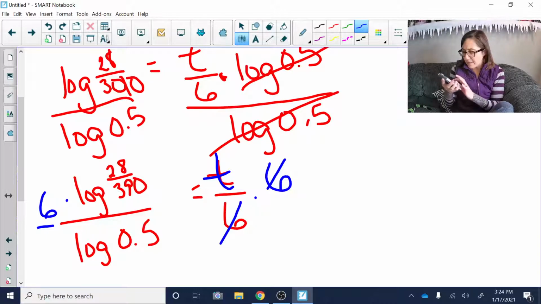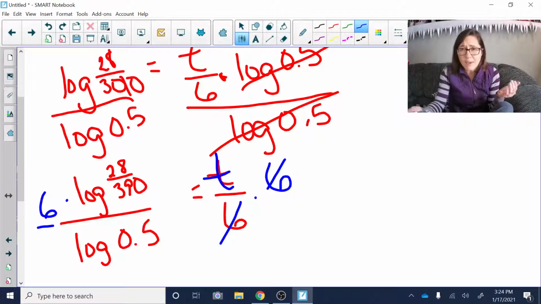So I'm going to type in 6 times the log of 28 over 390. Make sure I close that parentheses. And then I'm going to divide that by the log of 0.5. And I got the exact same answer that I got a little bit ago. So either way is okay. Just if you don't like having to write down a whole bunch of digits and that's annoying to you, you can wait to take the logarithm until the end.